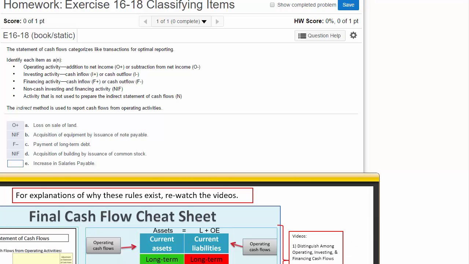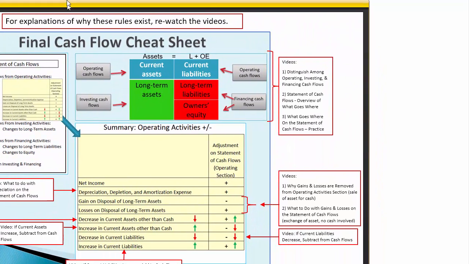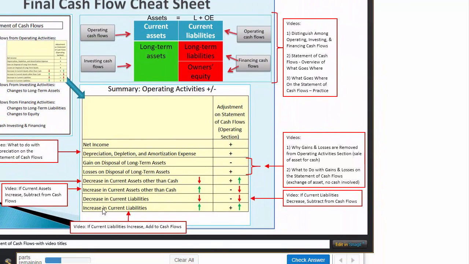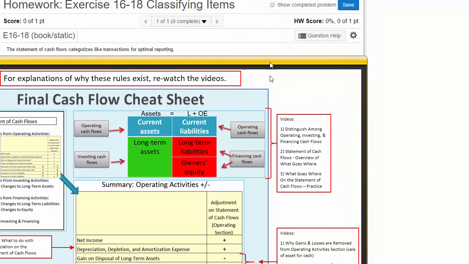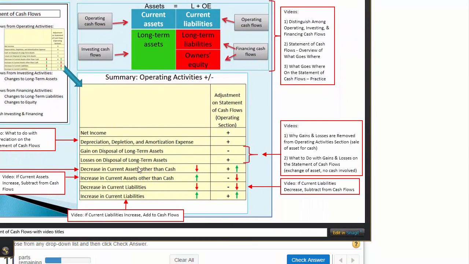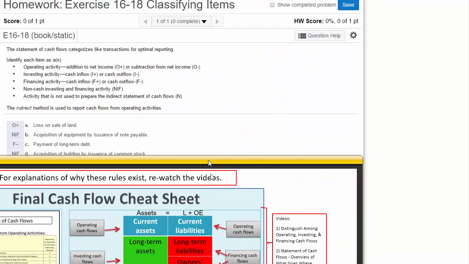Next, we have an increase in salaries payable. Salaries payable is a current liability. If we have an increase in a current liability, we're going to add that. So that's going to be an O plus. And notice this is the operating section. O plus.